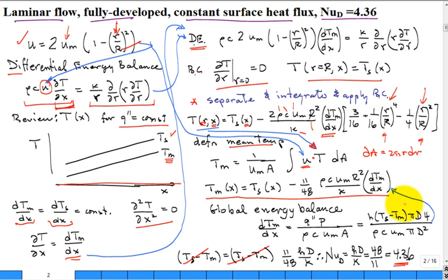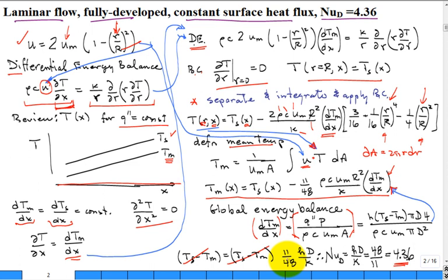Okay, it doesn't look that simple, but there it is. You can rearrange, put Ts over on the other side, and then you recall for the global energy balance, dT, this term, the rate of change of the mean temperature with respect to x is this. Where did that come from? Again, energy balance. It's just how the heat is flowing into it. So you can substitute for dTm/dx, the change in the mean temperature with respect to x right there.